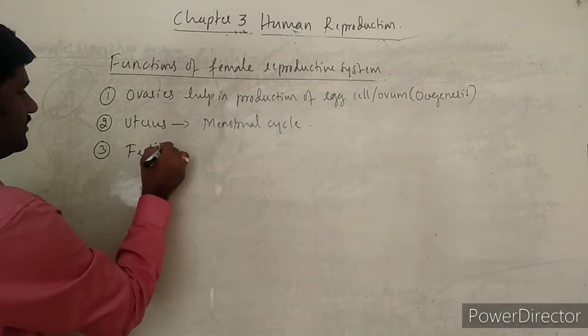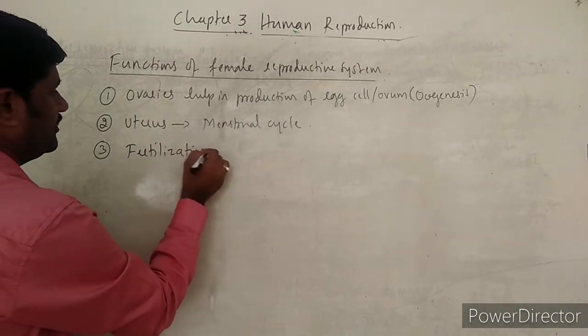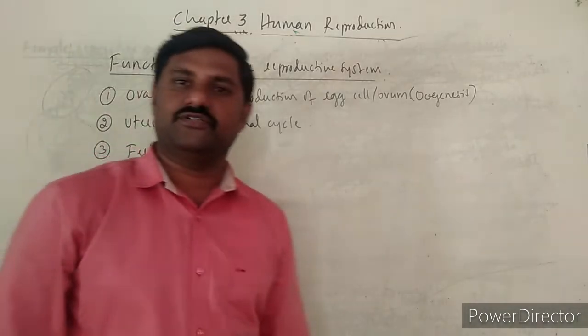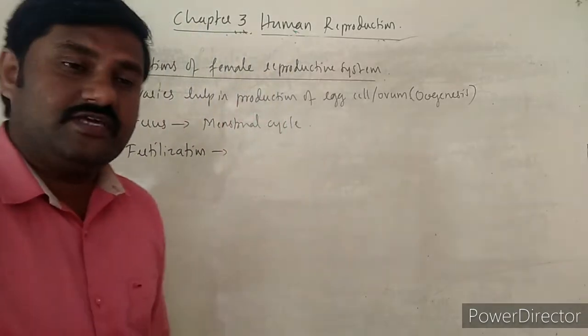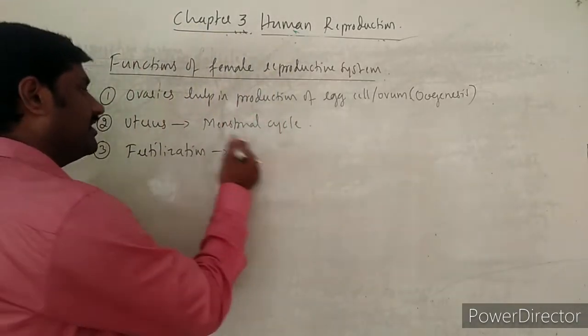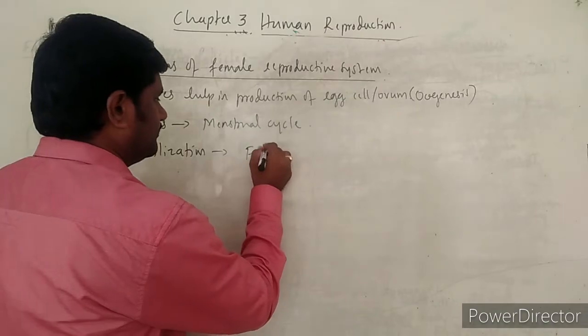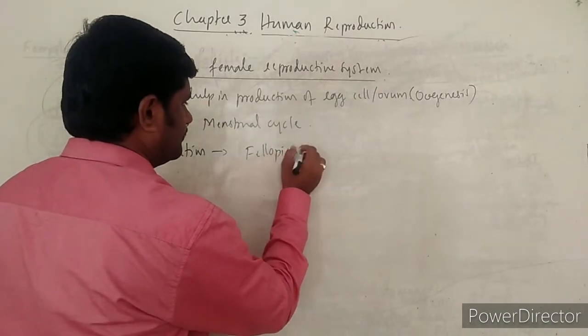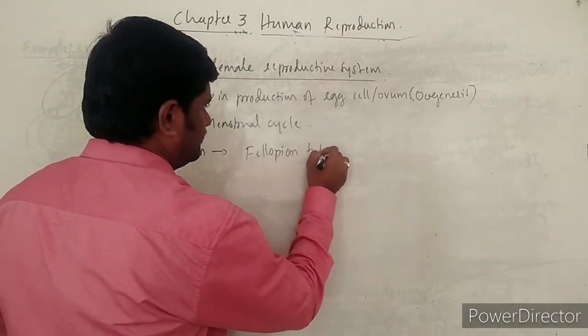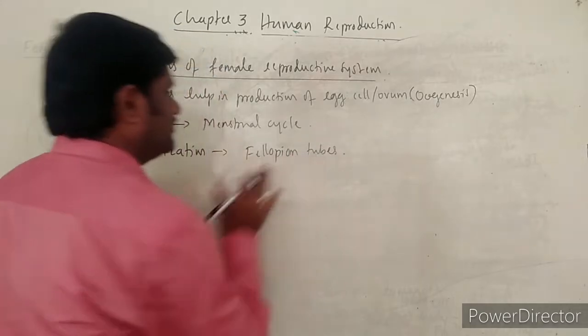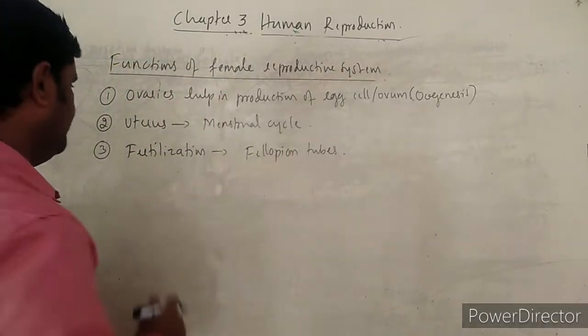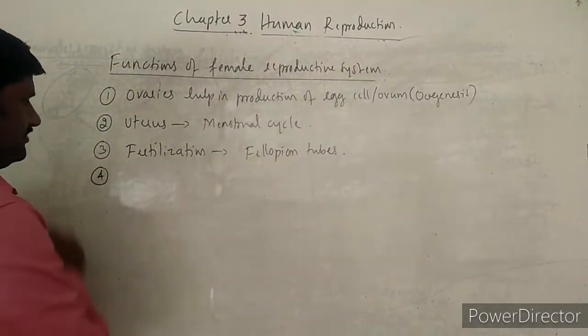Next one is, what is the next one here? Fertilization takes place. Fertilization is also one of the major functions. Where is it done? Within the fallopian tubes. Fallopian tubes are also major parts of the female reproductive system.